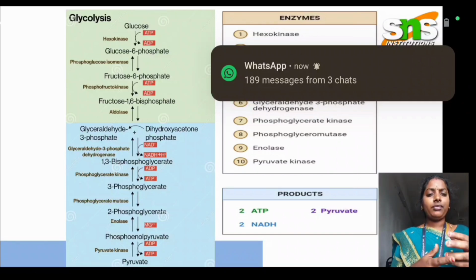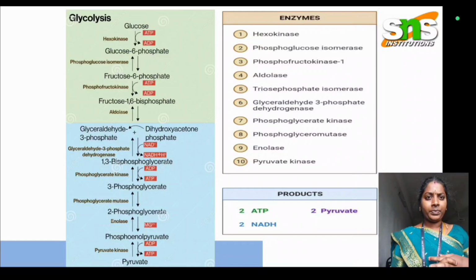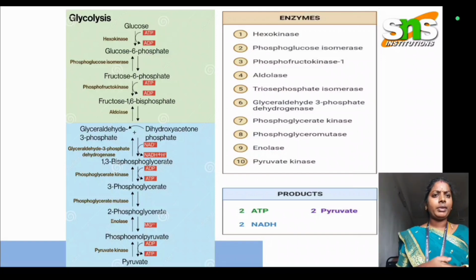So you could see in the first step, ATP is converted into ADP. So ATP is invested in the first step, that is adenosine triphosphate converted into adenosine diphosphate, whereas in the last step you could see ADP converted into ATP. So that is what I said, that is the energy consuming phase and the energy generating phase, ADP converted into ATP.